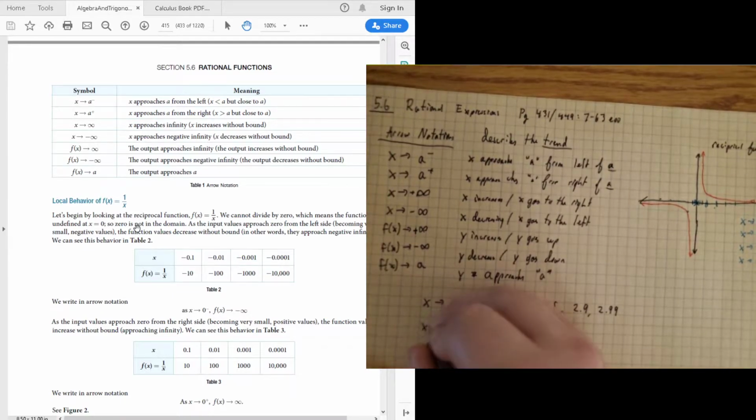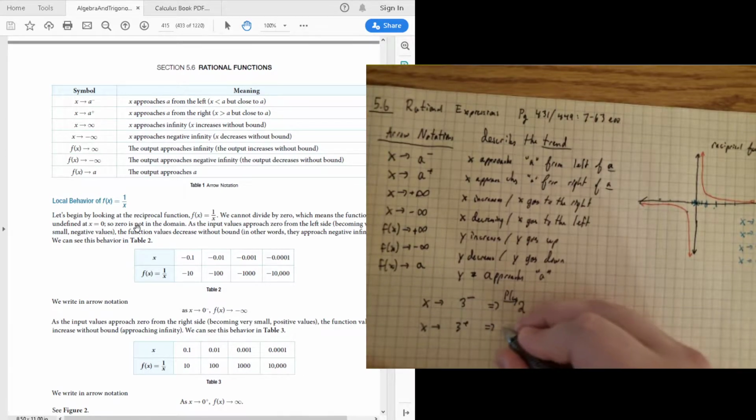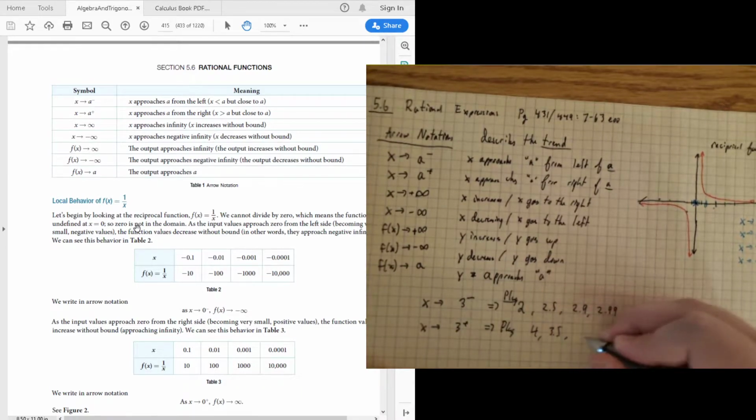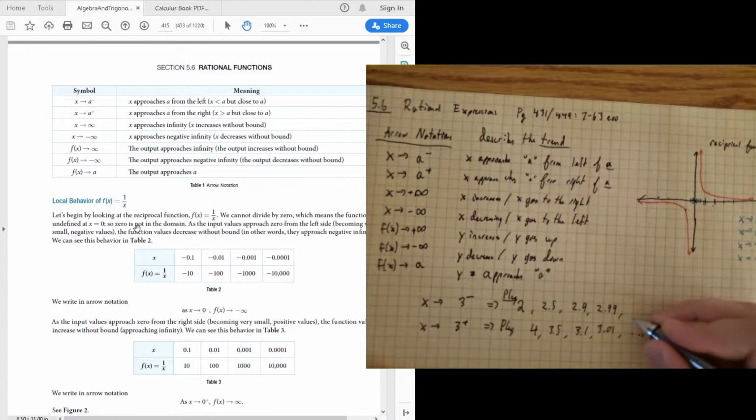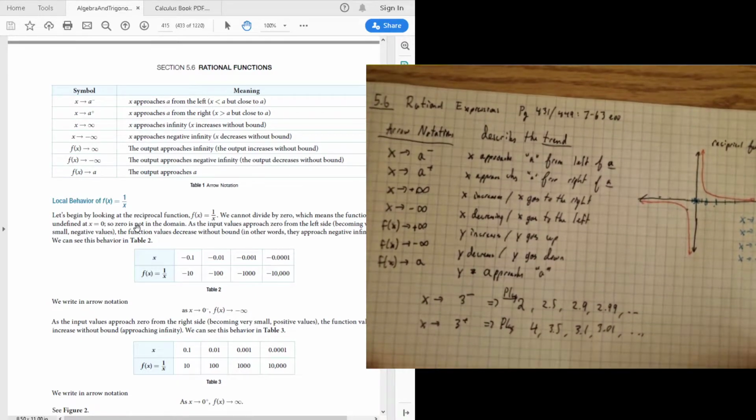If we wanted to approach 3 from the right, we can plug in values like 4, 3.5, 3.1, and 3.01. These are all definitely to the right of 3, but they keep getting closer and closer to 3. And you could continue this pattern farther if you wanted to. Just make sure you keep getting closer and closer to the number you want to approach.